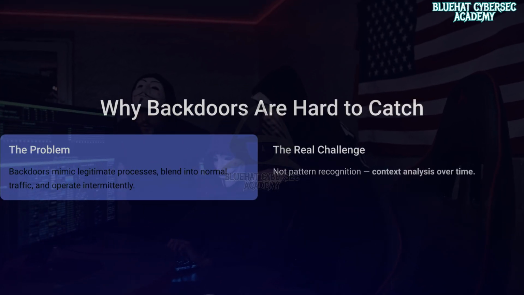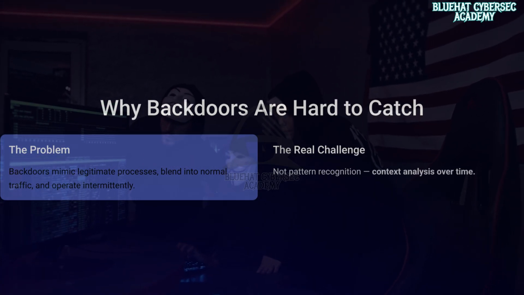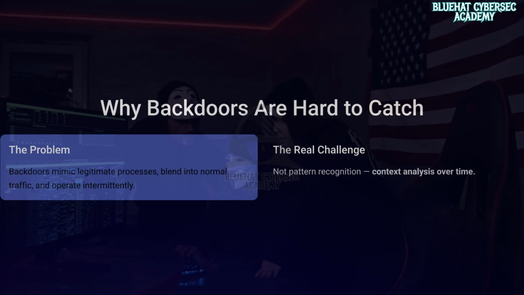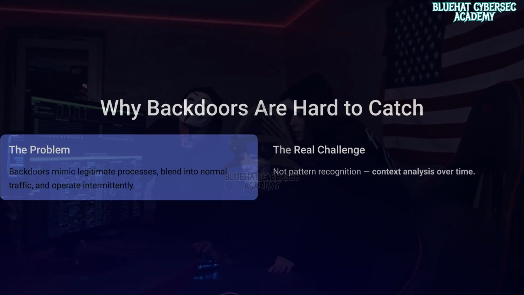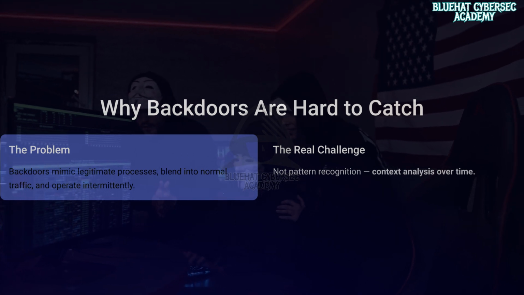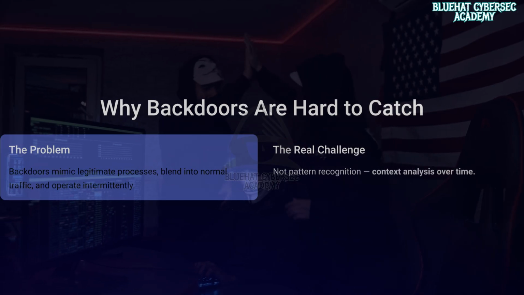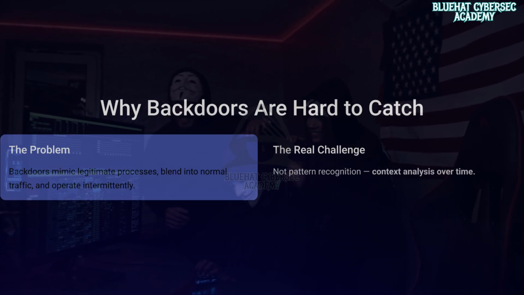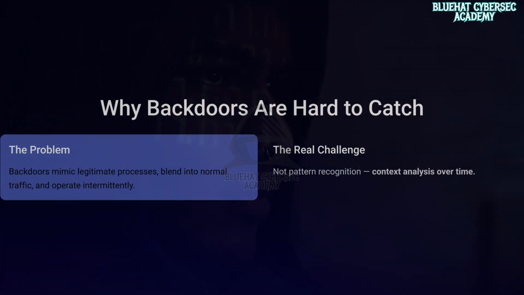Now, why are backdoors so hard to catch? This is where the detection challenge becomes more conceptual than technical. Security systems often assume that known signatures indicate threats, unusual behavior is suspicious, and network anomalies are detectable early. But backdoors exploit all of these assumptions. They mimic legitimate processes, blend into normal traffic patterns, and operate intermittently to avoid behavioral thresholds. So the real issue is this: backdoor detection is not just pattern recognition, it's context analysis over time.